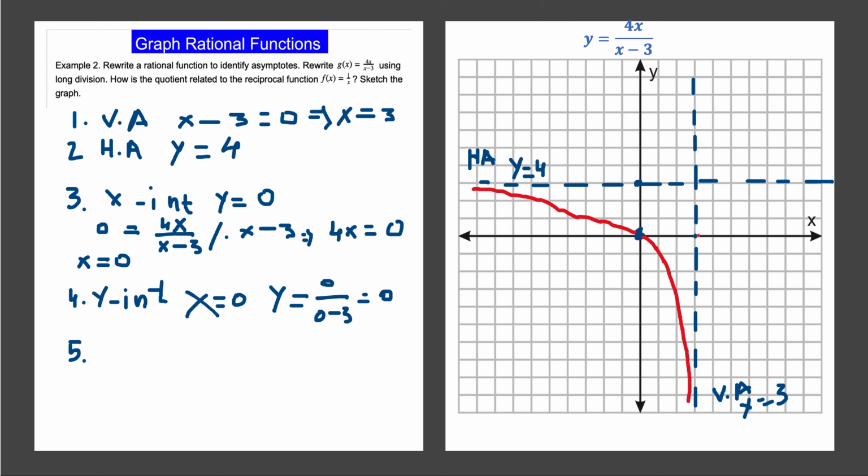For example, here I have x equal to 3, and on the right side I take any number, let me take 4. If I plug in 4, 4 times 4 is 16, and on the bottom 4 minus 3 is 1, so the number is 16. This means the graph has to be on the upper side, positive. As I said before, the end behavior is going to be near the asymptote, and the same thing happens on the other side. So this is how the graph of this rational function looks.